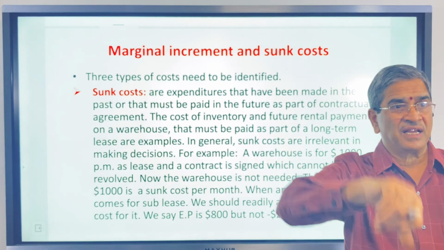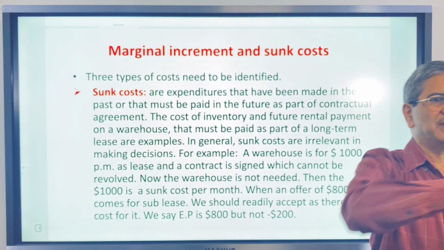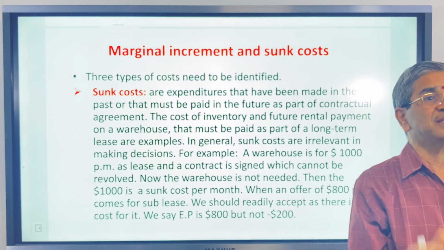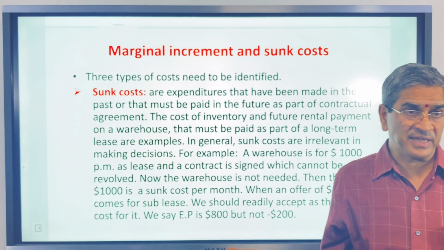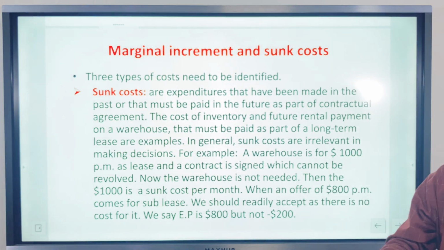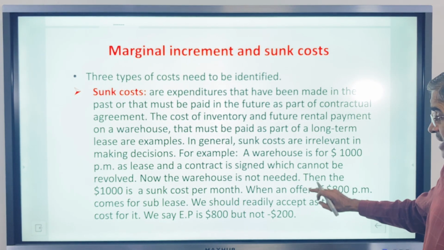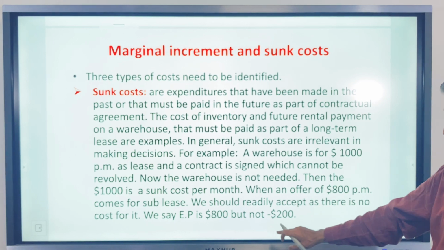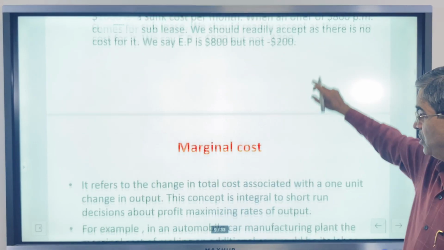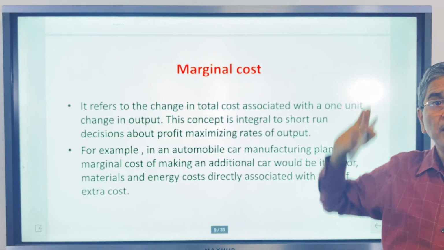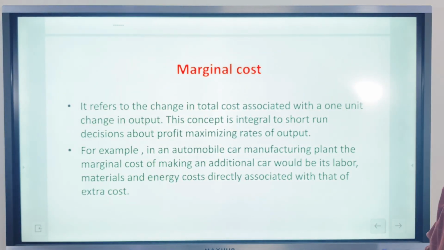See, 1000 is a sunk cost. Don't look at 1000 minus 800. Look at 800 as revenue income. You are getting it where you don't expect a single paisa. So subleasing during that time is the right decision, rather than saying minus 200. Okay. So let us look. That is called the sunk cost.